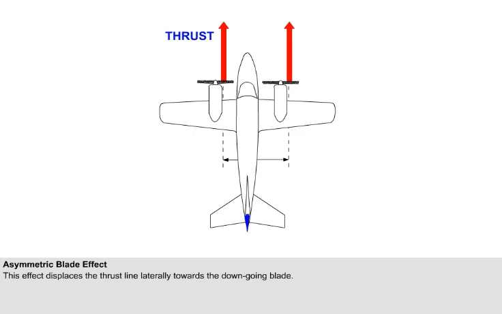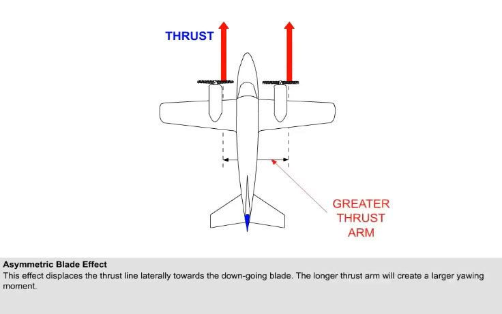At positive angles of attack, the thrust line of a propeller rotating clockwise when viewed from the rear is displaced to the right. This is because the downgoing blade generates more thrust than the upgoing blade. This phenomenon is fully explained in the lesson on propellers. If both propellers rotate clockwise, the right or starboard engine's thrust arm will be longer than that of the port engine.